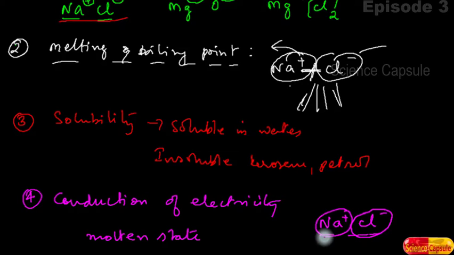Whereas in molten state, what happens is the electrostatic forces of attraction between the oppositely charged ions are overcome due to heat. Thus the ions move freely and conduct electricity when they are in molten state or they are dissolved in water. So these are some of the most important properties of ionic compounds.